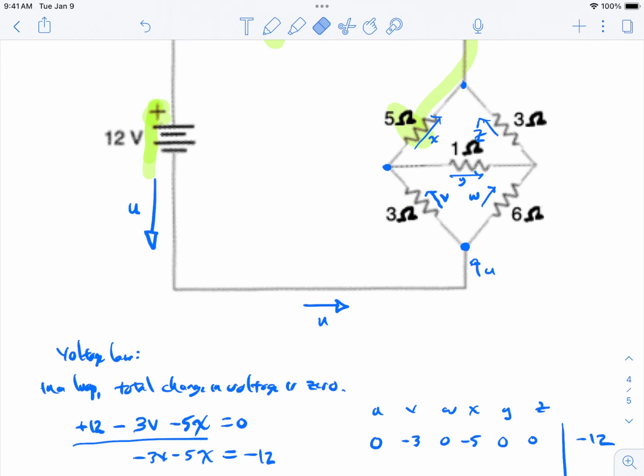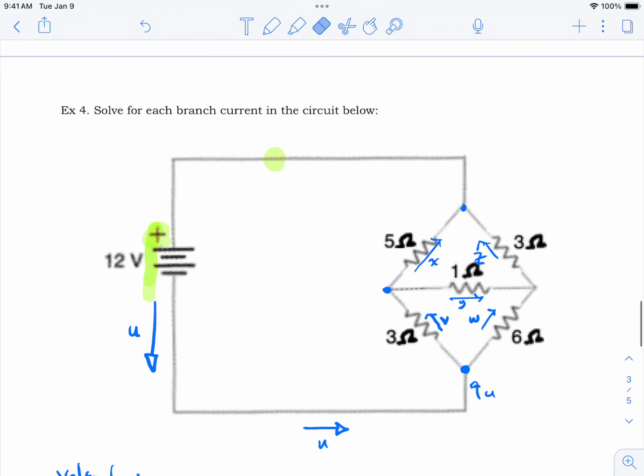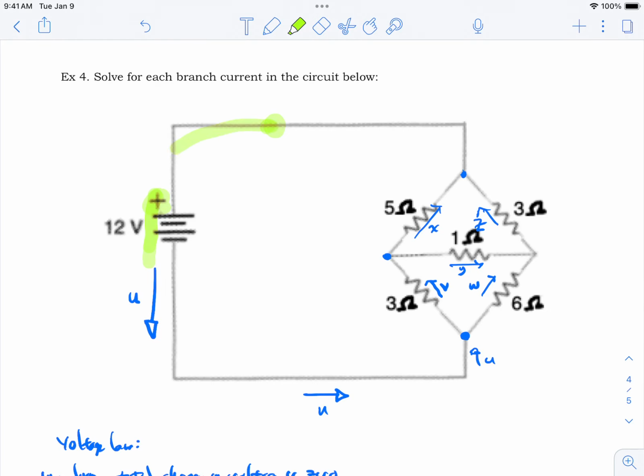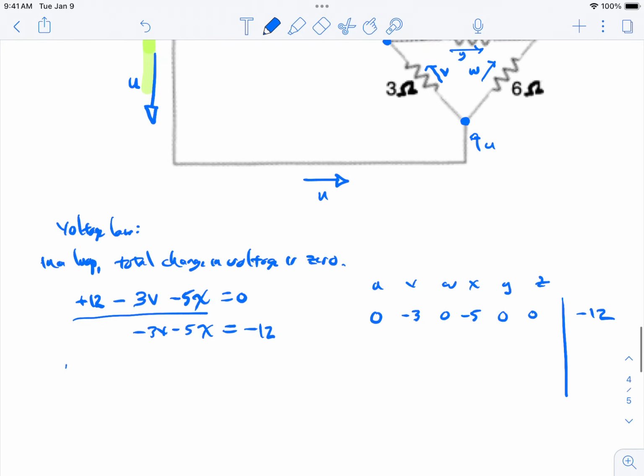I'll leave this green because we're going to walk another circle. We might as well start here again. Come through here. I see plus 12 volts. So I'll call that equation 1. Now I'm doing equation 2. Plus 12 volts. I come around this way, so I'm going across a resistor.